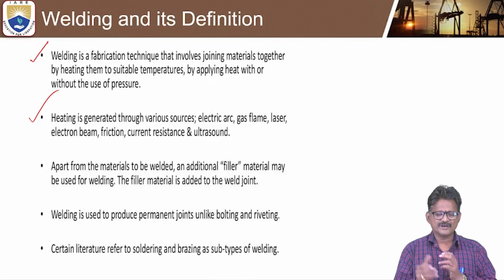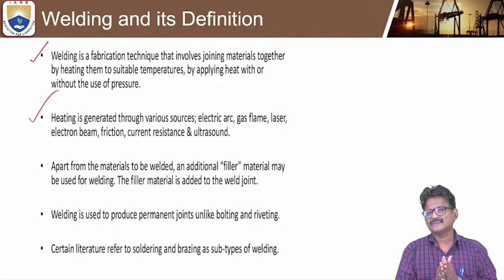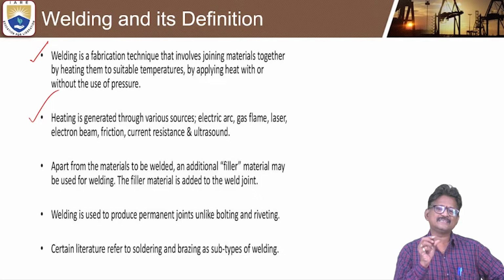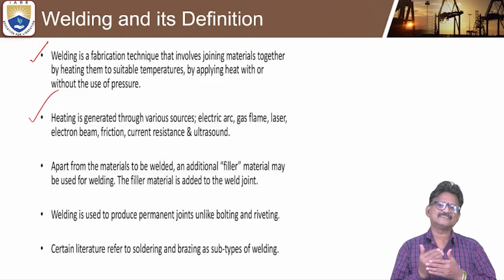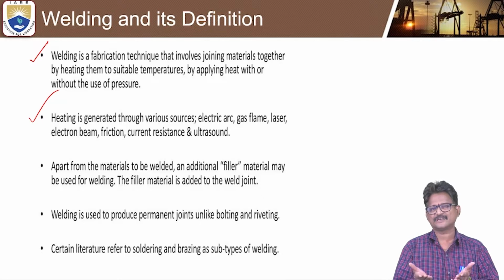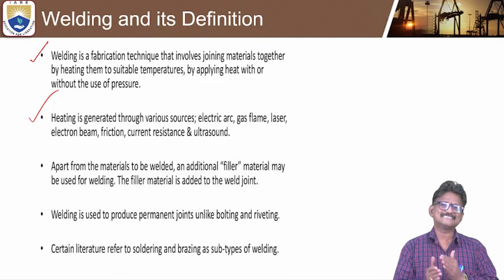I have referred to a lot of literature, where another type of welding is soldering and brazing. This also comes under the welding process, but it differs in temperature. The term soldering can be defined as the process of heating metals below 420 degrees centigrade. Above 427 degrees centigrade, we can call it a brazing process. These two processes will be discussed in detail in the further classes also.